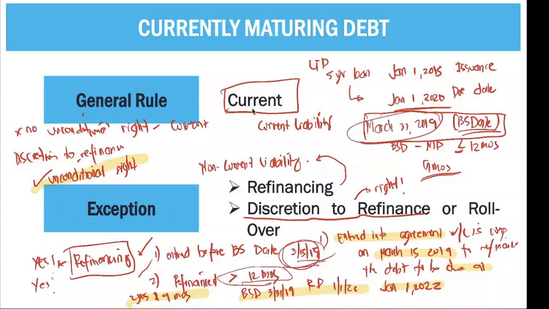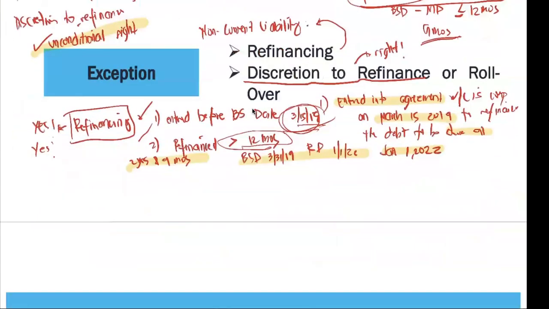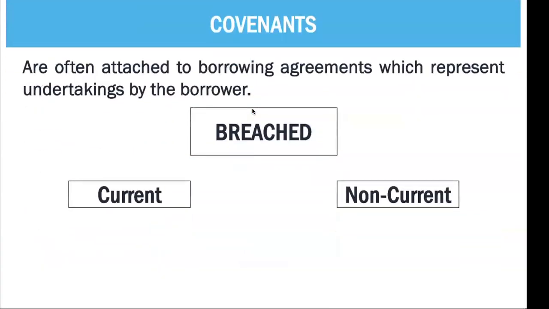Currently maturing debt, what is our treatment? As a rule, current. Exception to the rule, refinancing. When is there valid refinancing? It is entered before the balance sheet date, and there is a discretion to refinance or roll over that liability.